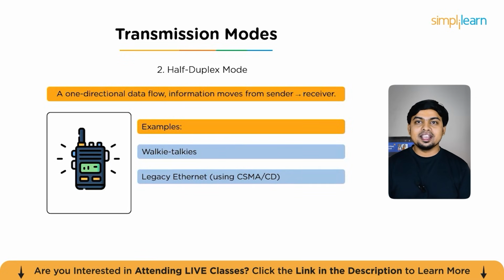Now, let's also go through some examples. Walkie-talkies, legacy Ethernet using CSMA/CD. And now let's also understand why it matters. Half duplex is efficient in environments where two-way communication exists, but simultaneous transmission isn't critical.